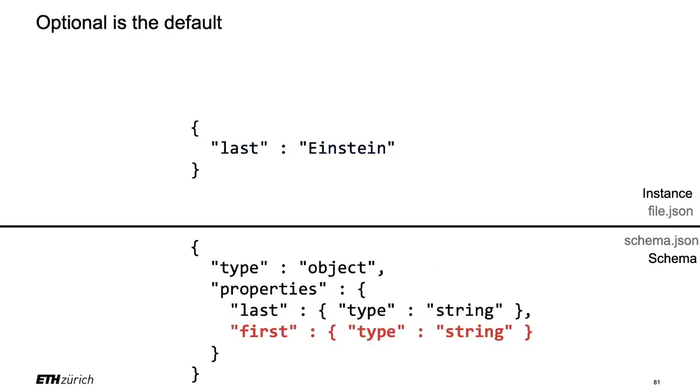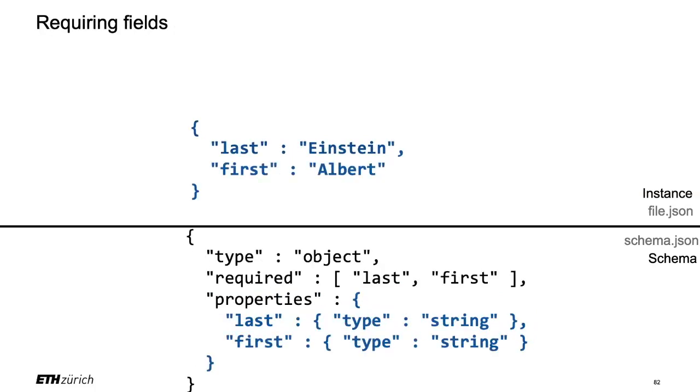Here you also have the same idea that it's optional by default, but if you want to require it, you just put required in there after the type, and you have a list of the keys that are required. So you see, it's the equivalent of that exclamation mark in JSound, but instead of an exclamation mark, you just have to list the keys that are required. In that case, we say last and first are required.